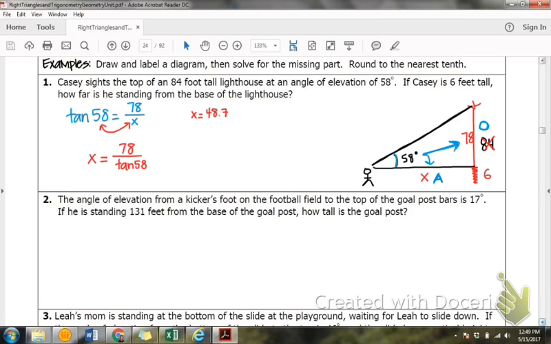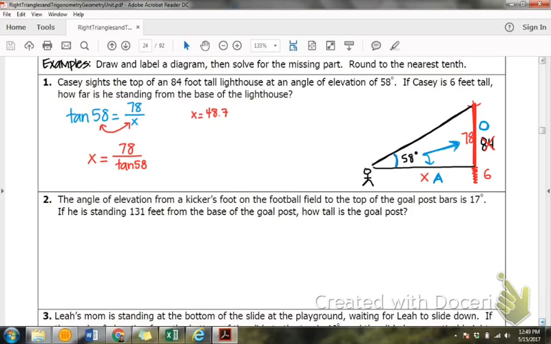Okay, now let's think about this. What if Carla had gotten like 2 feet? Does it make sense that Casey, if he's looking up at a 78-foot tall lighthouse, is only standing 2 feet away? Wouldn't the angle of elevation be much bigger? You guys see that? So make sense of your answer to make sure it makes sense. And so I would say that 48.7 makes sense.